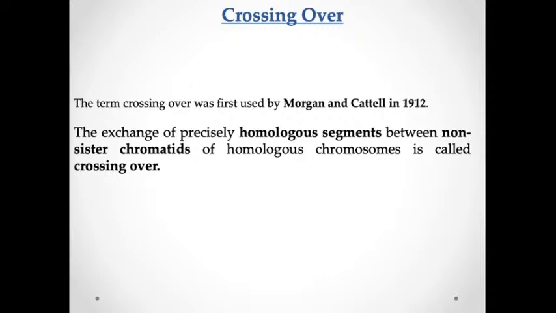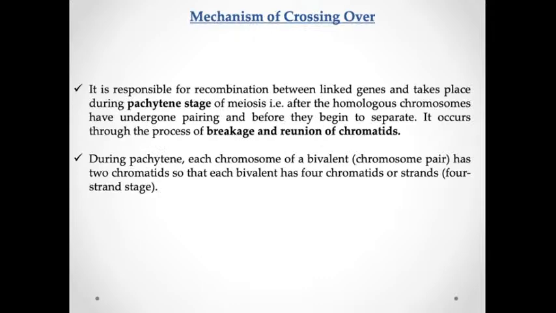So let's start. Crossing over was first used by Morgan and Castle in 1912. The exchange of precisely homologous segments between non-sister chromatids of homologous chromosomes is called crossing over. It is responsible for recombination between linked genes and takes place during the Pachytene stage of meiosis, after the homologous chromosomes have undergone pairing and before they begin to separate. It occurs through the process of breakage and reunion of chromatids.